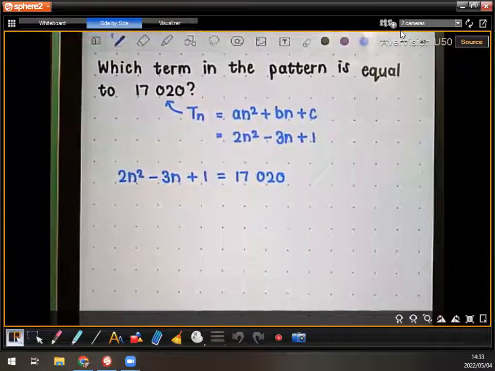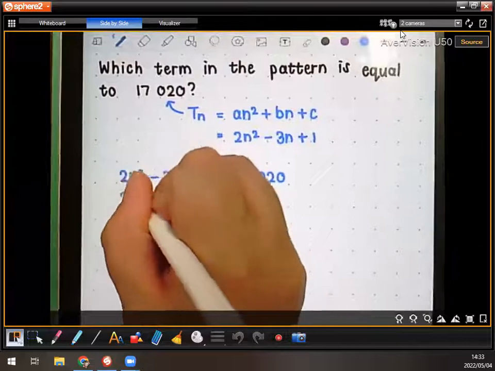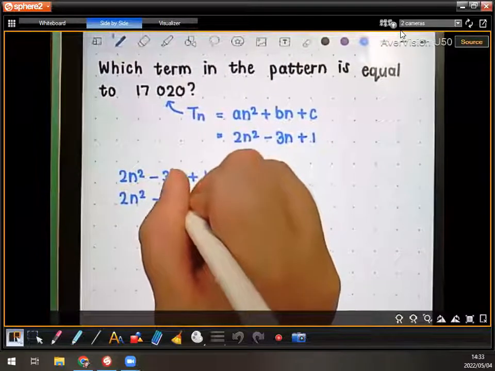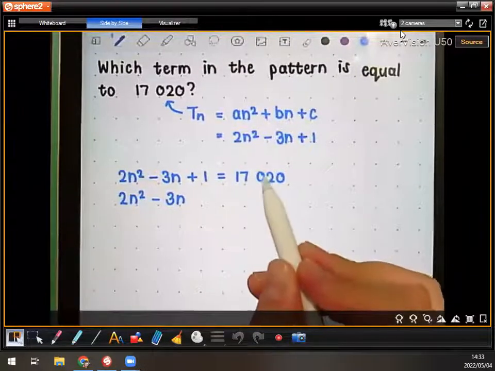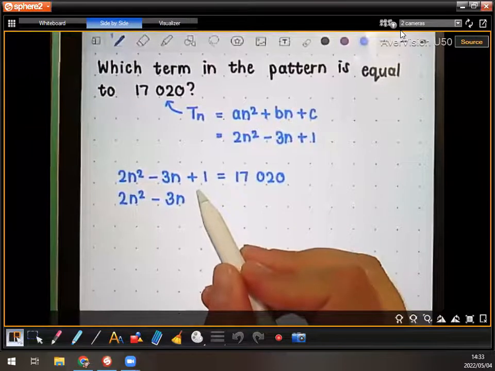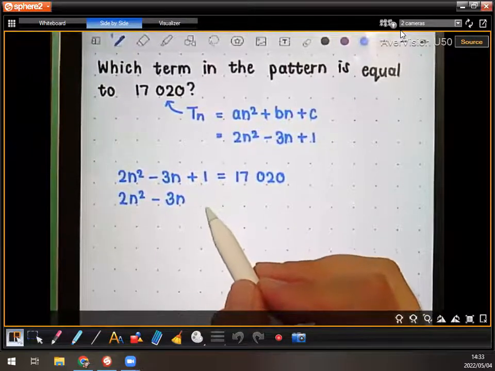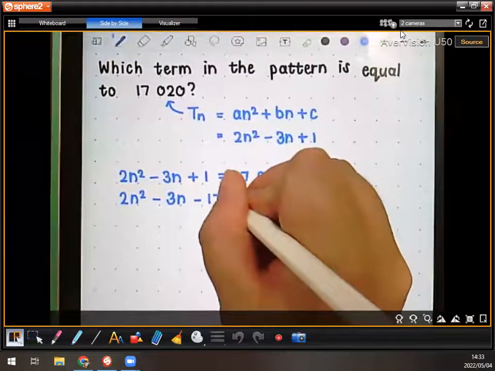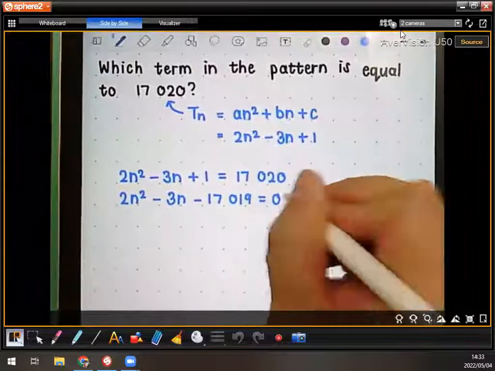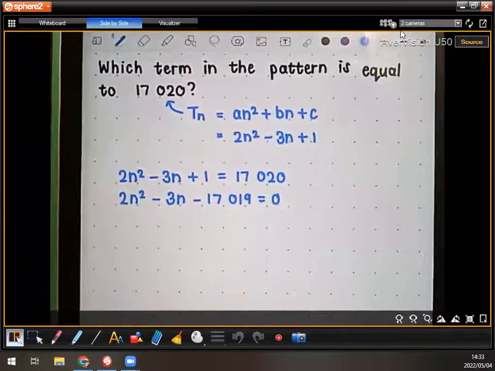Now, what type of equation is this? Quadratic, okay? What do we have to do every time we have a quadratic number pattern? Everything on the one side equal to 0. So 2n squared minus 3n. Here we have a 1. And now we're going to subtract 17,020 from it. If you're worried that you're going to make a mistake, you can do it on the calculator. But it's going to be negative 17,019, isn't it?